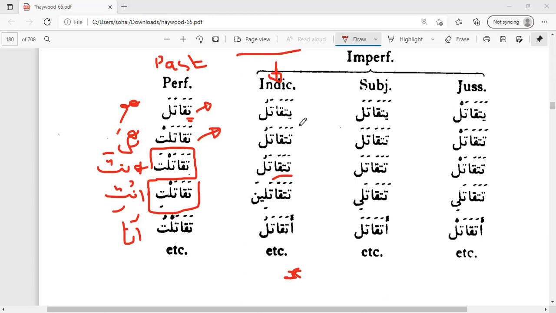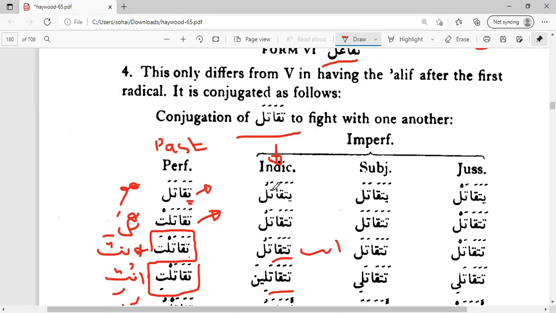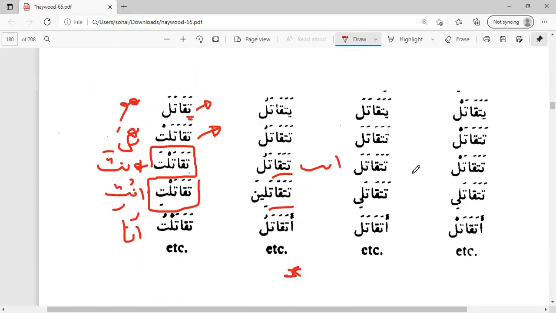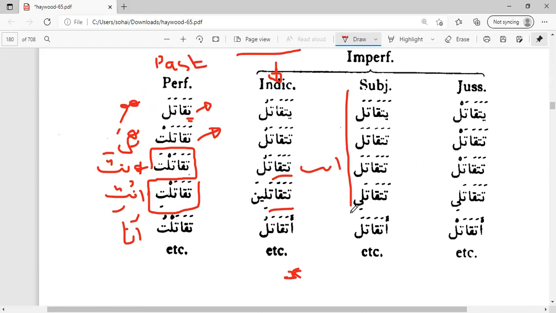Okay, so I was mentioning أنا أتكاتل, نحن نتكاتل, أنت تتكاتل, أنتما تتكاتلان, أنتم تتكاتلين, which is here, أنتما تتقاتلان, أنتم تتقاتلون, and so forth. So same scale. And in the subjunctive, the last letter just has a fatha.